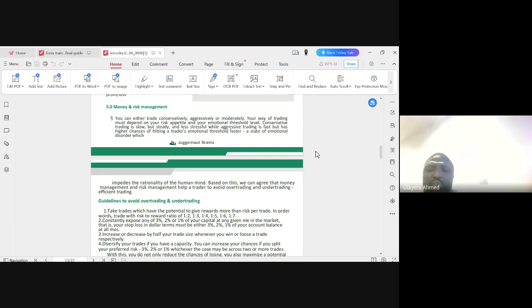That's why you want to ask yourself some tangible questions: per trade, how much can I afford to lose? Is it 1% of the capital? Is it 2% of the capital? Is it 3% of the capital? Take note of that. You understand? Based on this, we can agree that money management and risk management help a trader to avoid over trading and under trading.